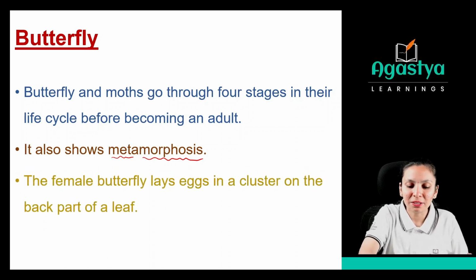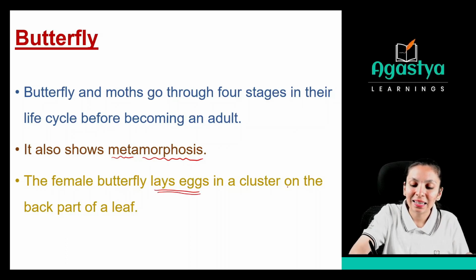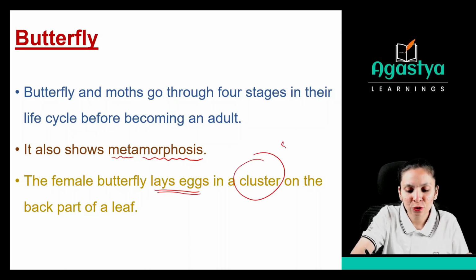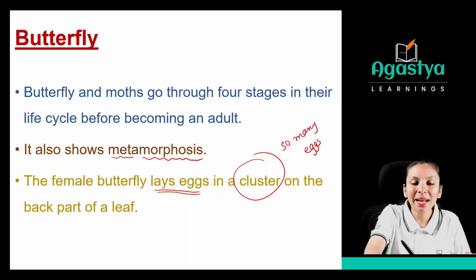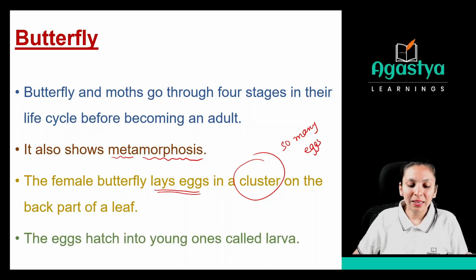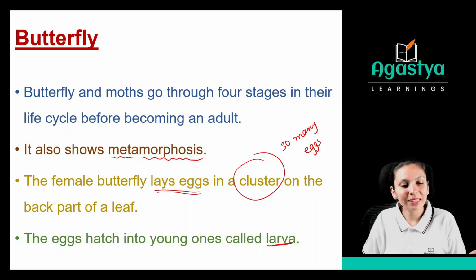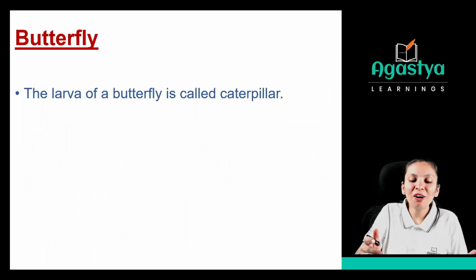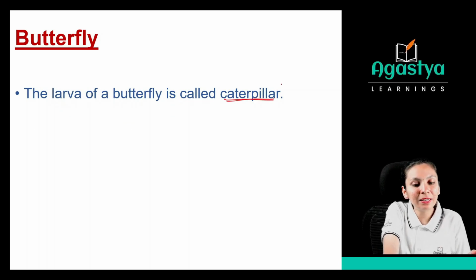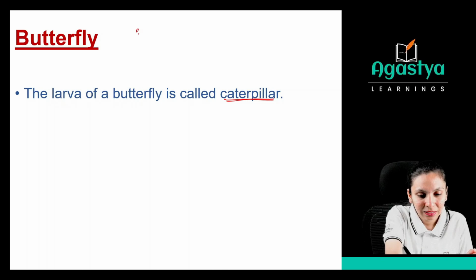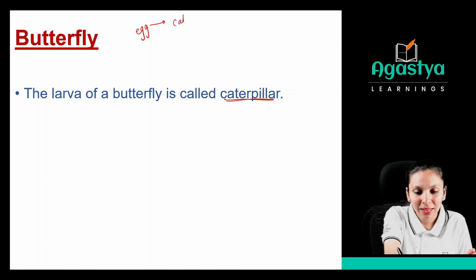So the female butterfly lays eggs in a cluster. Cluster means so many eggs, or you can say thousands of eggs, on the back part of a leaf. The eggs hatch into young ones, that is called larva. That larva stage was the caterpillar, right? The larva of a butterfly is called a caterpillar. So from the butterfly, we have eggs. From this egg, it will come out as the caterpillar stage, right? Or you can say the larva.